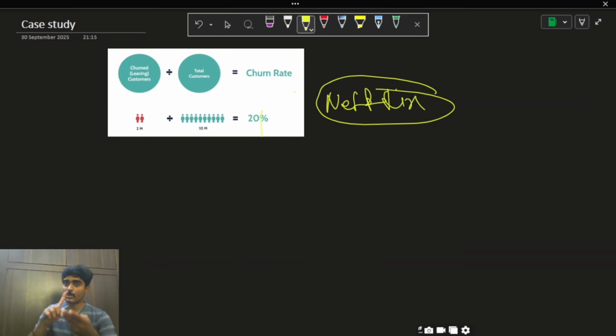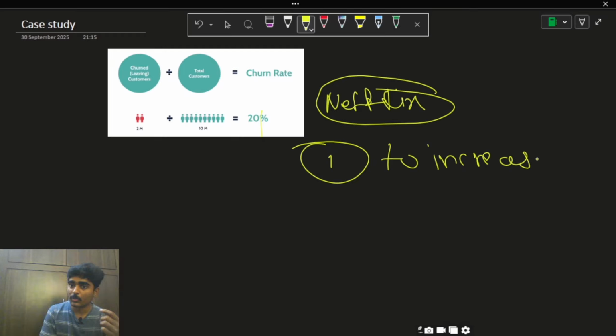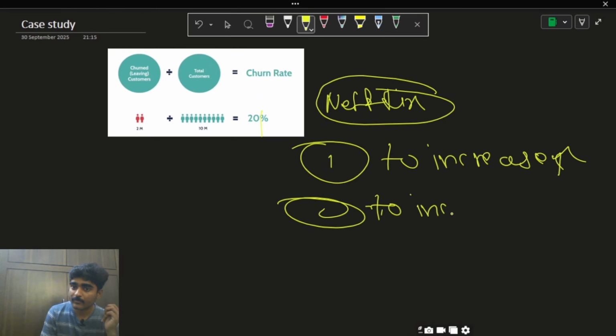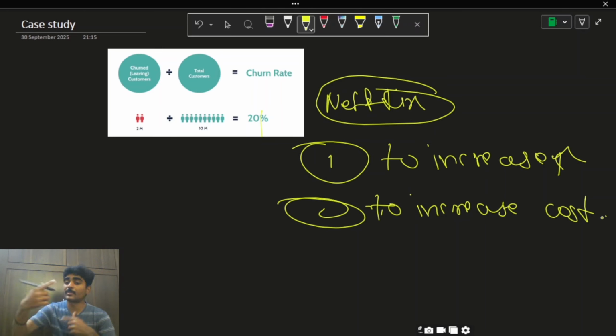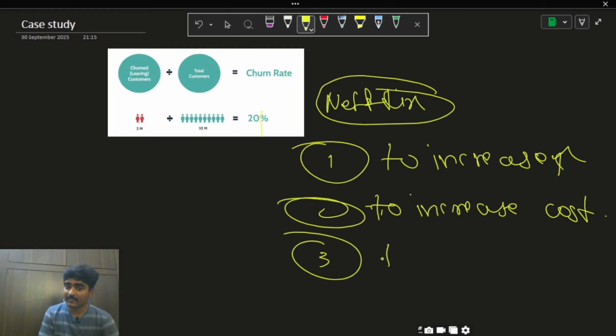As a data scientist, you give 3 possible solutions. The first possible solution is to increase the number of customers, or the number of subscriptions to Netflix. The second solution is to increase the subscription cost, and the third is to decrease the number of users leaving the platform.